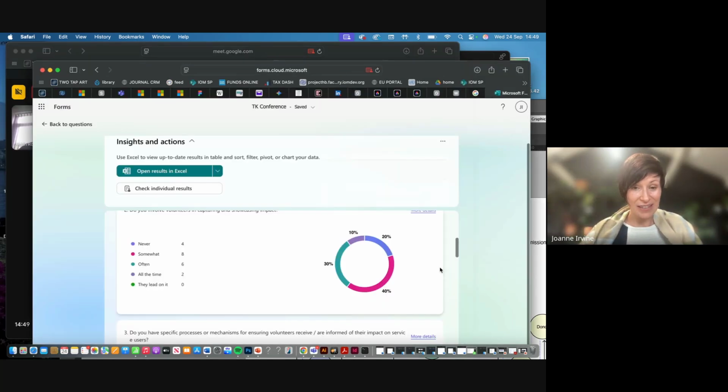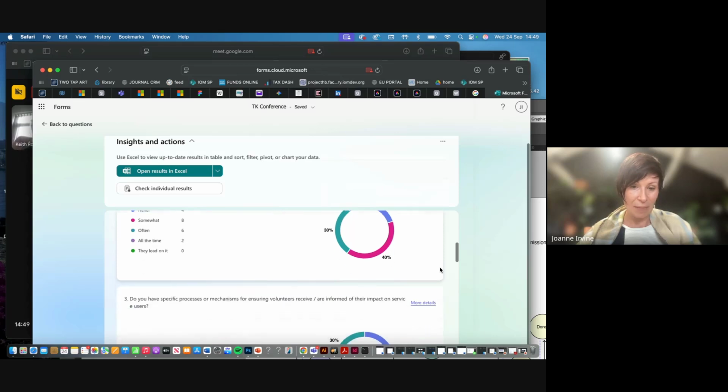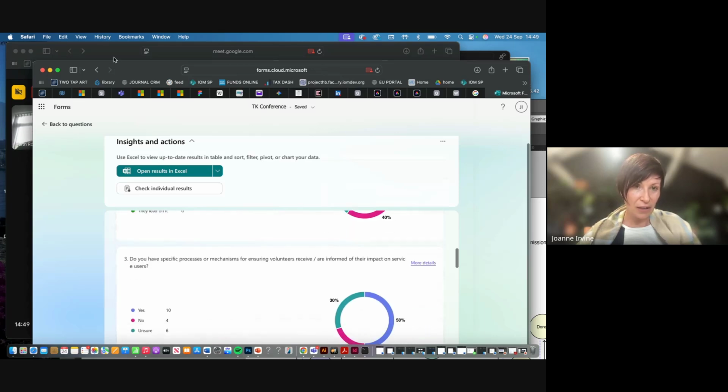Does anyone else who often or even somewhat involves the volunteers in capturing and showcasing impact, and how do you do it? Just give us a couple of examples.